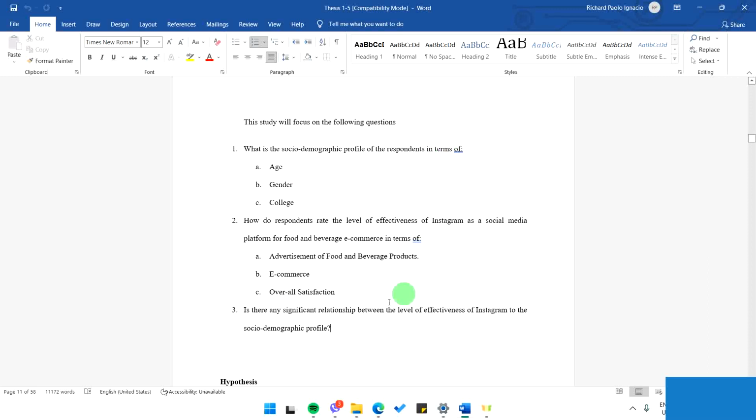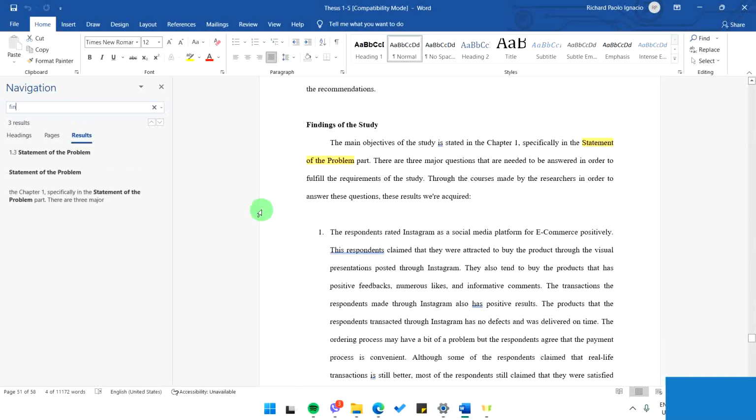So all in all, we have two major problems here. What we would like to talk about is first, how do respondents rate the level of effectiveness? And number 2, if there is any significant relationship between the socio-demographic profile of the respondents to the level of effectiveness. Ngayon, we have two statement of the problems talking about, and let's see the findings of the study.